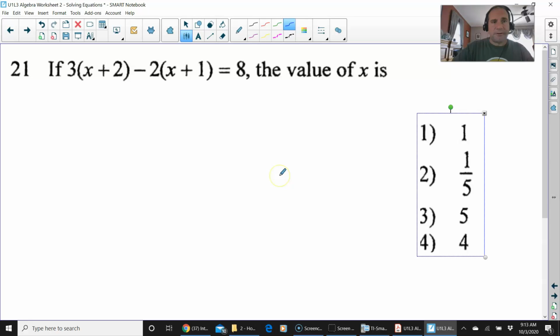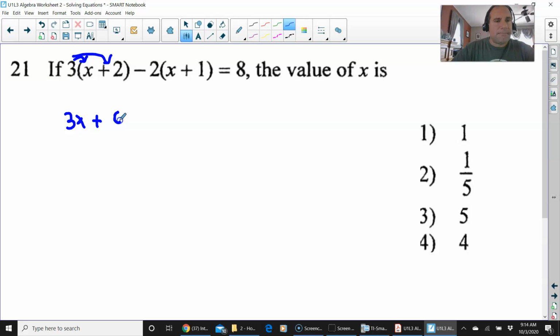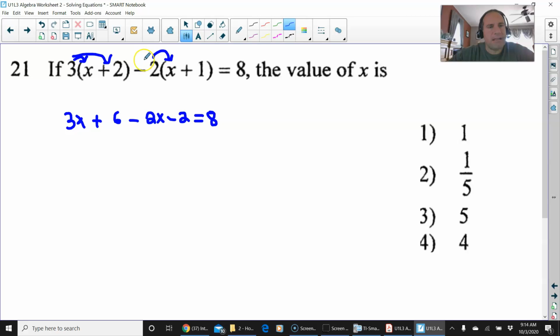Again, with distributive property, just be careful on this side right here. This is a negative that's being distributed. So I'm just going to distribute 3 times x, which is 3x, and 3 times 2, which is 6. So I'm going to distribute that first. And then I am going to distribute negative 2 times x, which is negative 2x. And negative 2 times positive 1 is a negative 2. Just be careful when you're distributing.